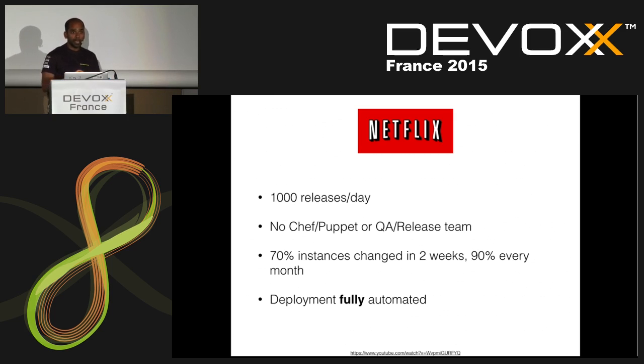At Netflix, as I said, they are running 100% on Amazon. 70% of their instances on Amazon change in 2 weeks and 90% every month. They recycle images so effectively. And how is that possible? By 100% automation, by managing their environments. And that's how they do it. There is no Java EE here, but just to give you an idea of how organizations which are very effective in DevOps are doing it. Fully automated, 100% automated, really. There is no question about it.